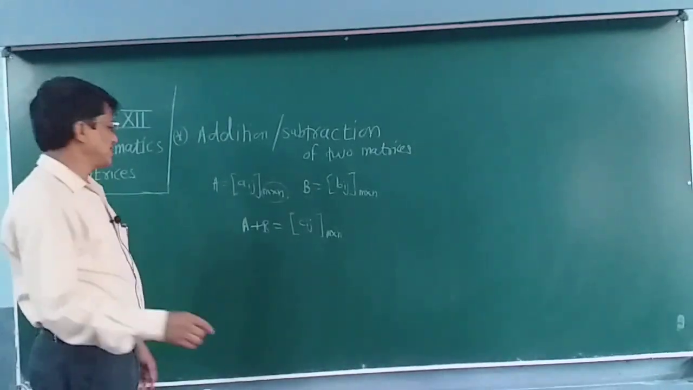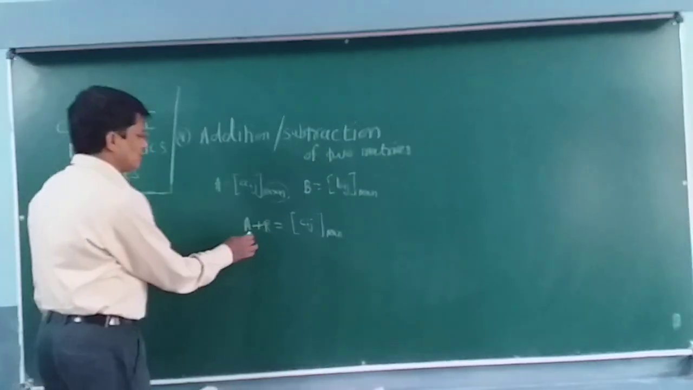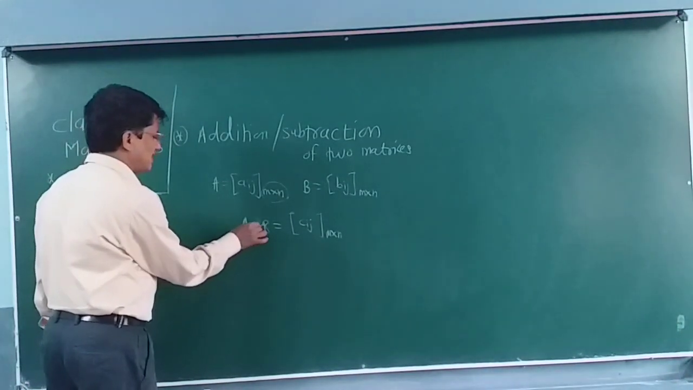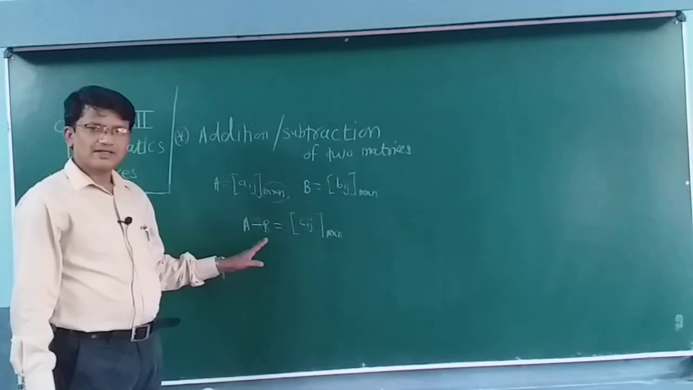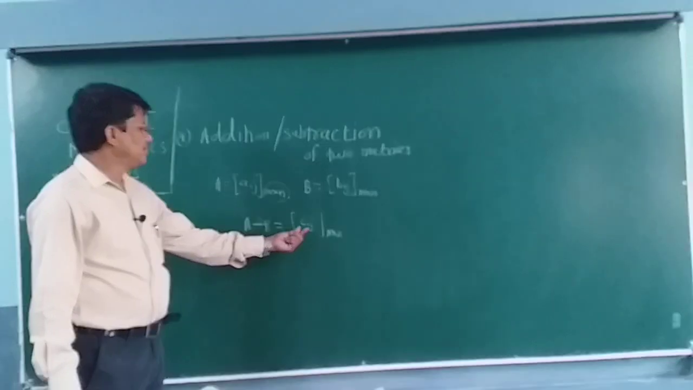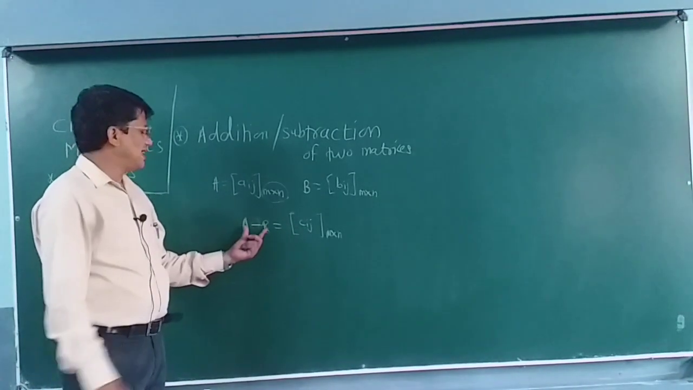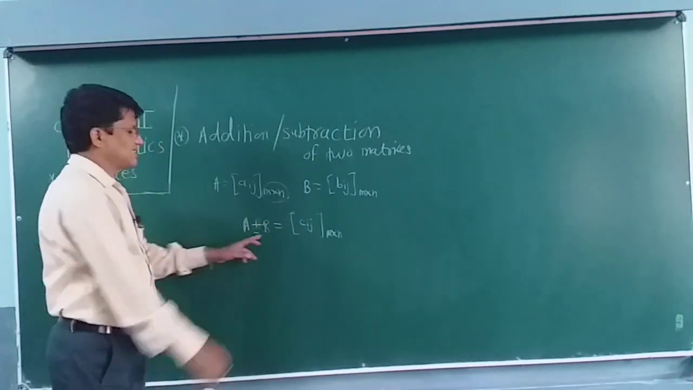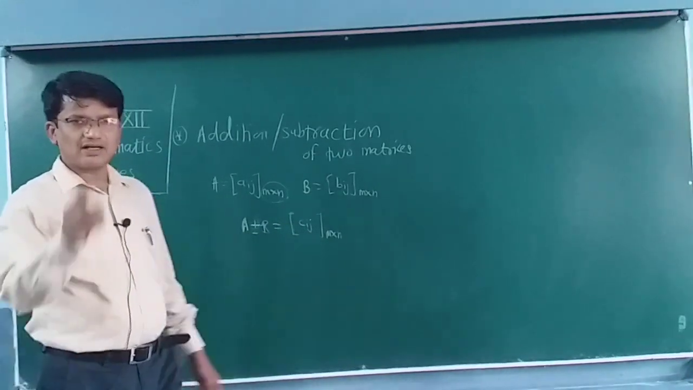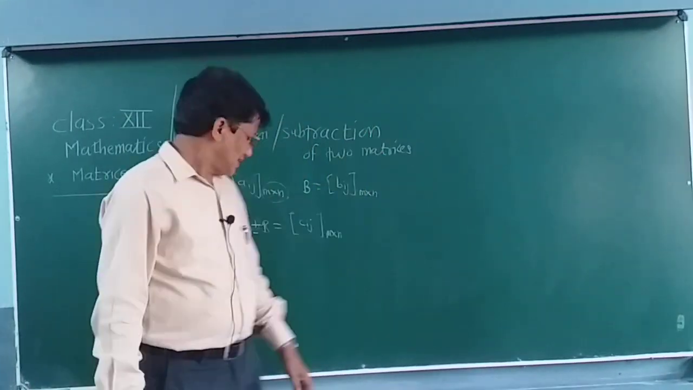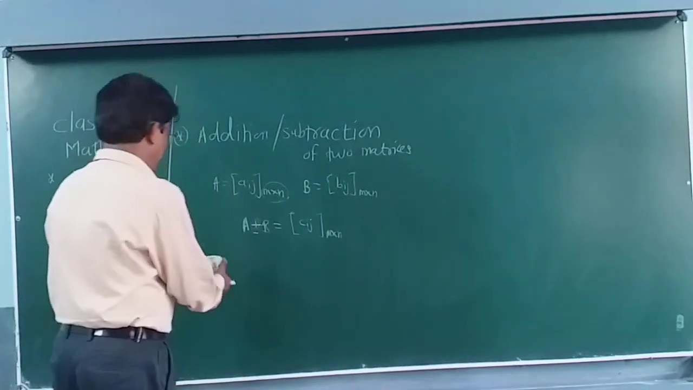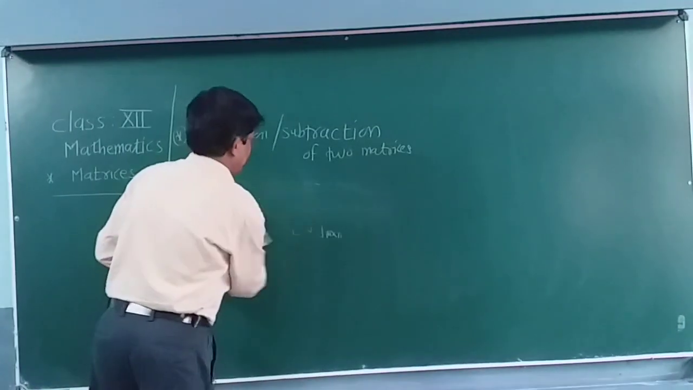For subtraction, only change the sign to minus. This will give us the subtraction of two matrices. And the elements of the addition or subtraction are obtained from the corresponding elements of matrices A and B. Let us take one example.